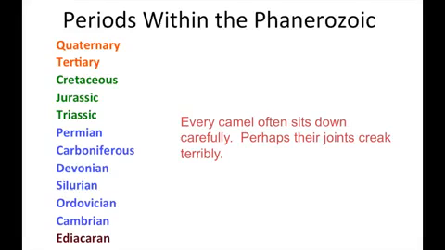So the one we're going to use in this class, and it's quite simple: every camel often sits down carefully, perhaps their joints creak terribly. And then you have to remember the Quaternary at the end. You can Google other types of mnemonics that can help you remember these periods within the Phanerozoic. I think this is the simplest one.